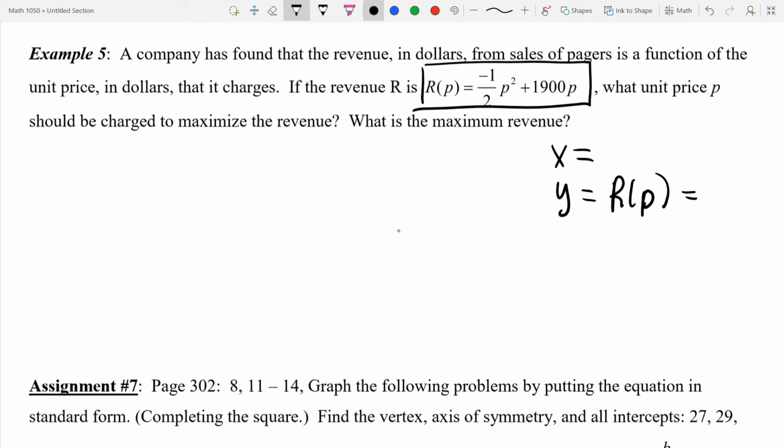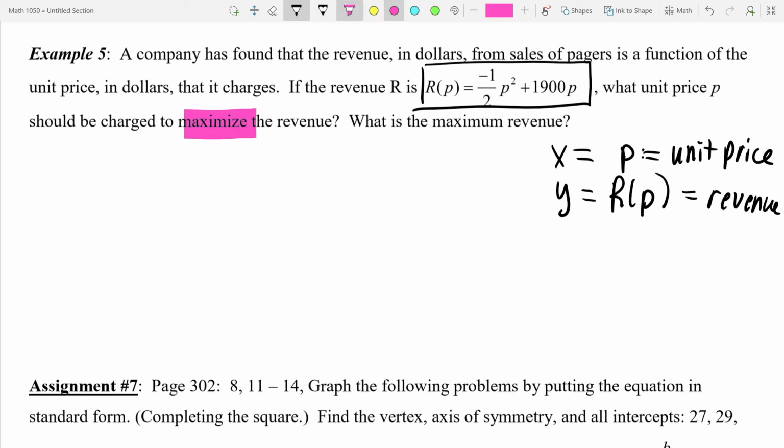And what does the R of P stand for? It stands for revenue. That's how much money you make. The X is represented by what variable, everybody? That is the P. And what does that stand for? It stands for the unit price. There is a word in here that's jumping out at you that tells you how to do this problem. What's the word that's jumping at you? It is maximize. They're trying to maximize the Y. The revenue is the Y.